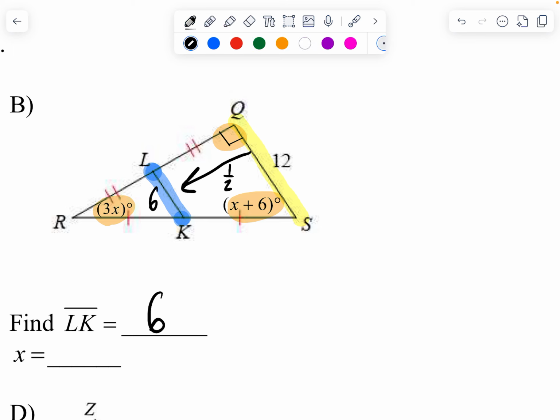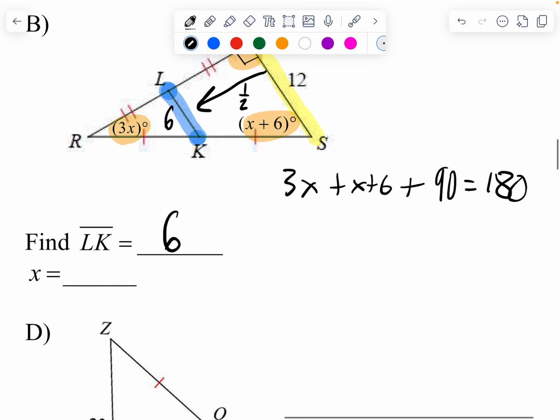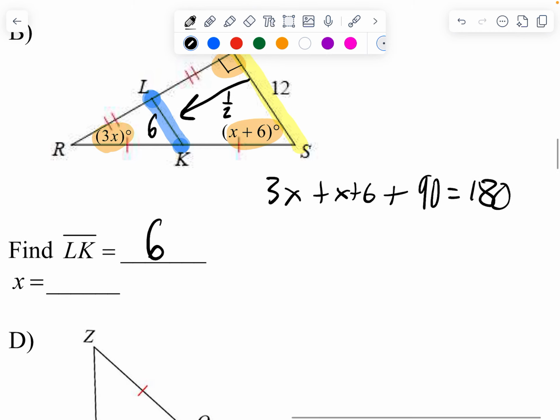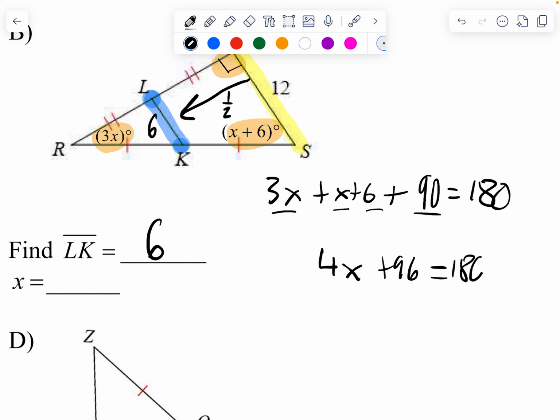What do all angles in a triangle add up to? 180, right? That means that 3x plus x plus 6 plus, what does this box mean? 90 degrees, right? And you know they all add up to 180. That's true for every triangle. There you go. So 3x plus x is 4x, and 6 and 90 is 96. And then solve for x.